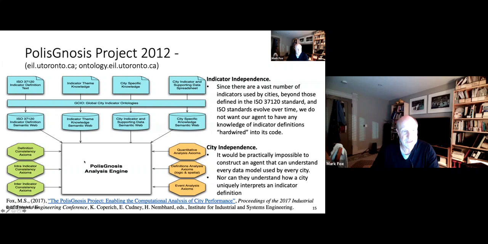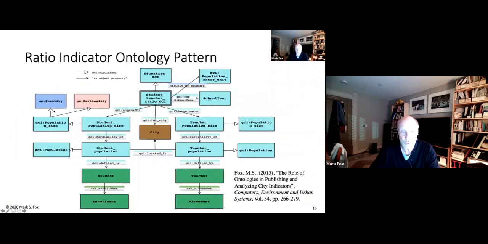consistency between indicators, within an indicator. You can do axioms, you can have a micro theory for quantitative analysis, et cetera. So that's what the Polygnosis Project is about. And the part I'm focusing on in this presentation is the development of the Global City Indicator ontologies. I'm not going to take you through all of them, but I'm going to show you one ontology pattern. And this ontology pattern is of a ratio indicator.